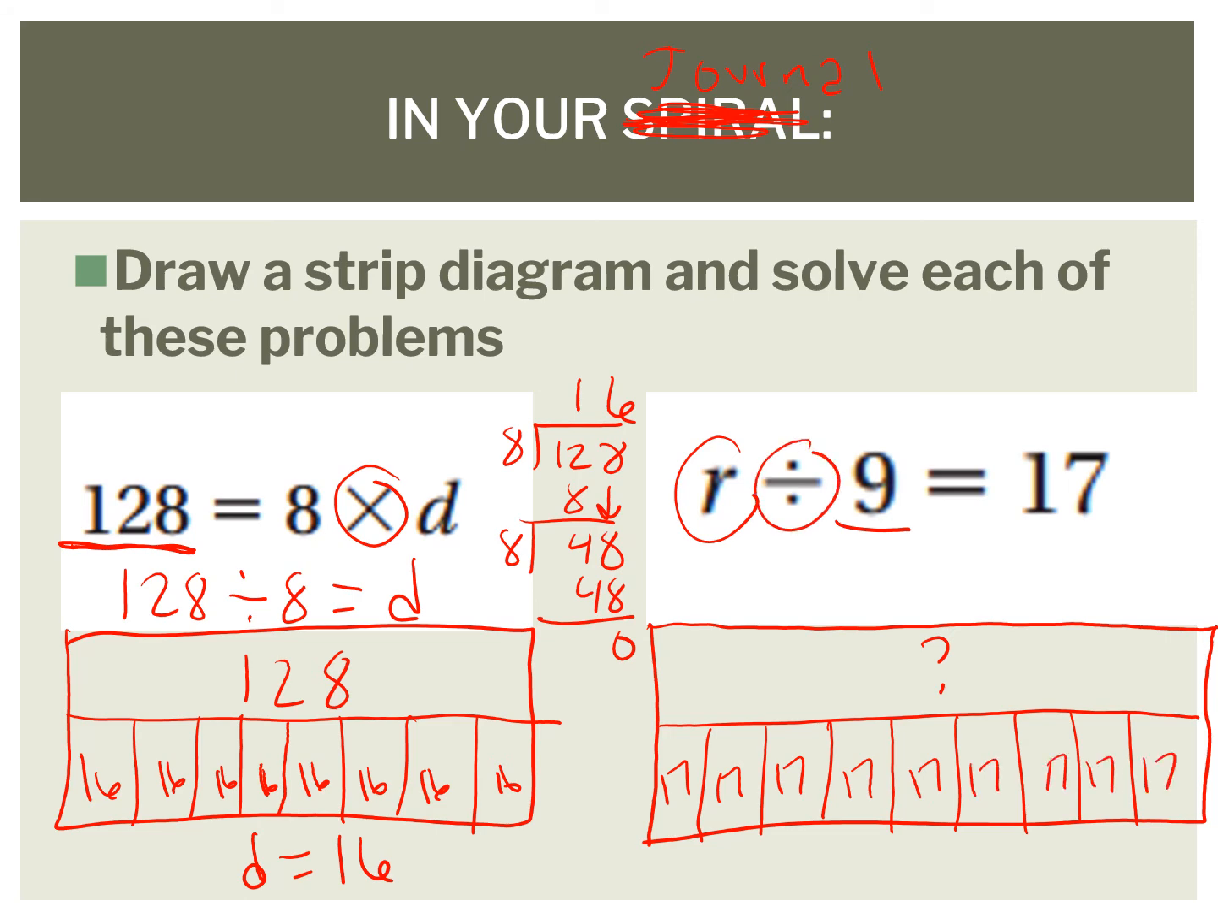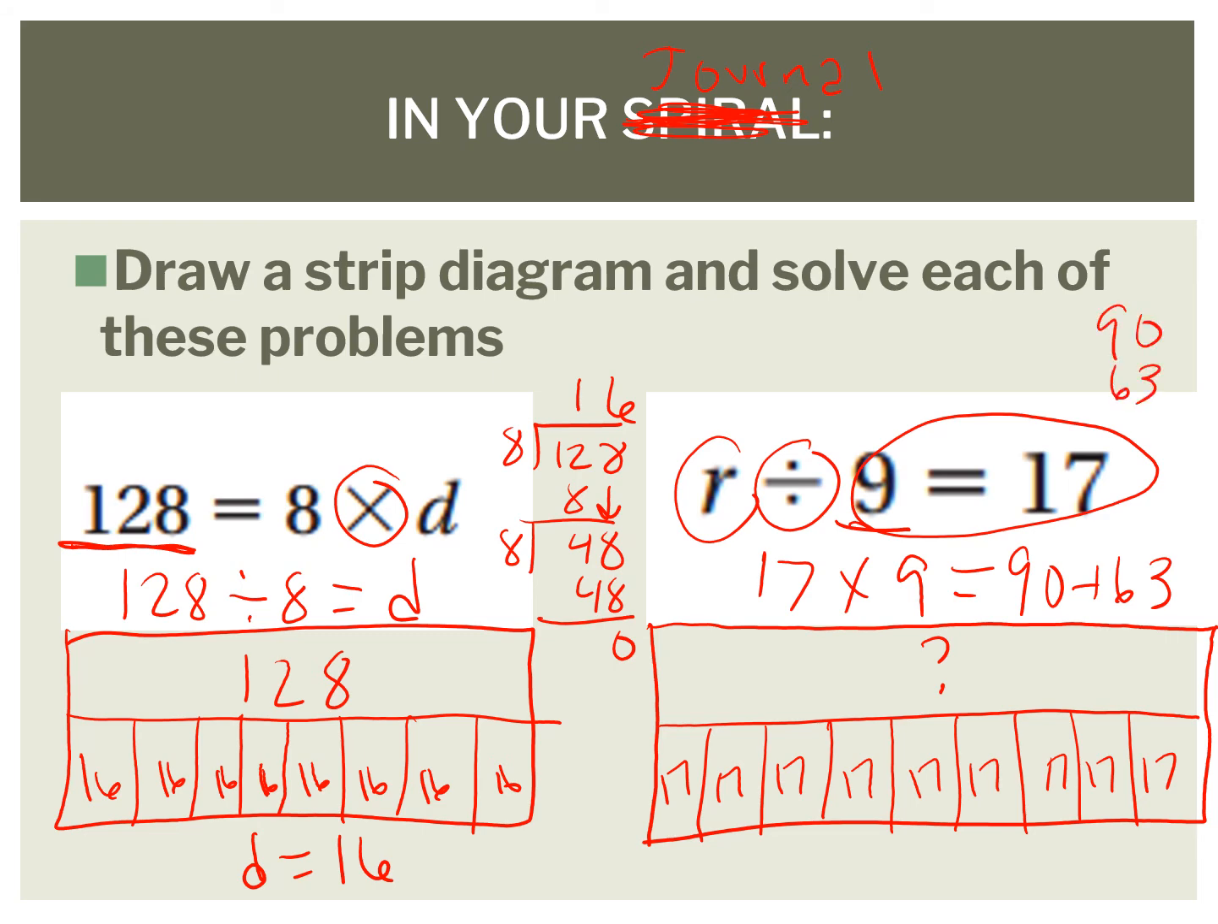What's the opposite of division? That's right, multiplication. So I take these two numbers and multiply them. 9 times 10 is 90. 9 times 7 is 63. And then we just add 90 plus 63. I get 153 is the total. All right. Again, we have to know our fact family knowledge. The opposite of division is multiplication. The opposite of multiplication is division.